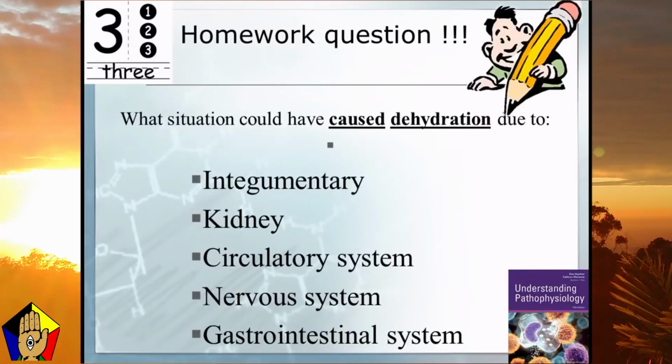Question number 3. So what situation could have caused dehydration due to the integument? In other words, tell me what the integument system could do that makes you lose a lot of water that causes dehydration. What could be happening in the kidneys that would make you lose a lot of water and become dehydrated? What's something that could be happening in the circulatory system that's making you lose lots of water? What's something that could be happening in the nervous system, maybe hormones or behavior you're doing, that would make you lose water? What would be happening in the GI tract that makes you lose water?